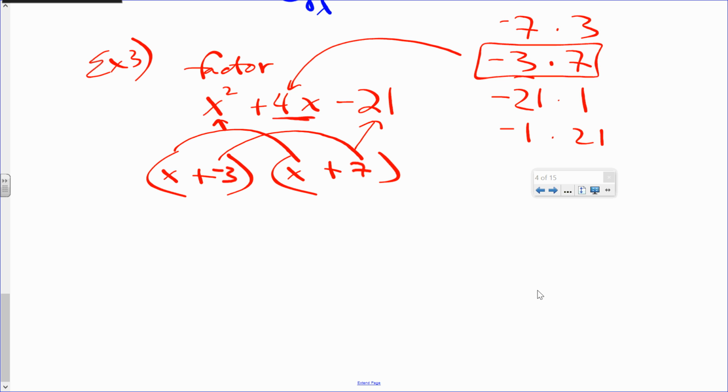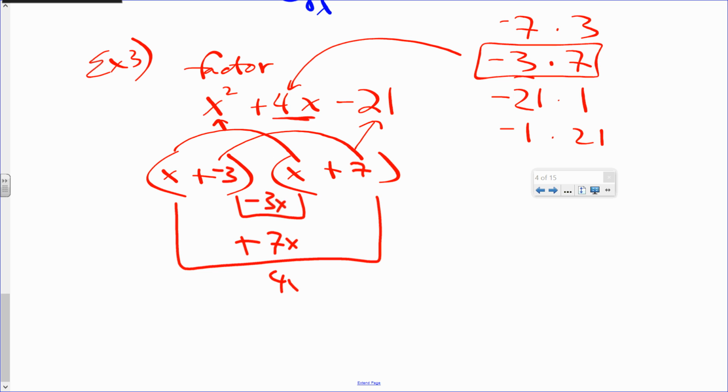Let's just double check. X times x is x squared, beautiful. Negative 3 times 7 is negative 21, beautiful. Now, outsides and insides better add up to be 4x. Negative 3 times x, x times 7. You sure? Negative 3 plus 7 is positive 4x. So here are our factors.